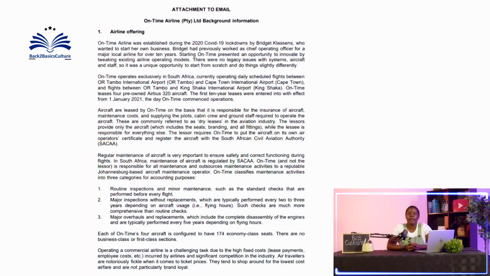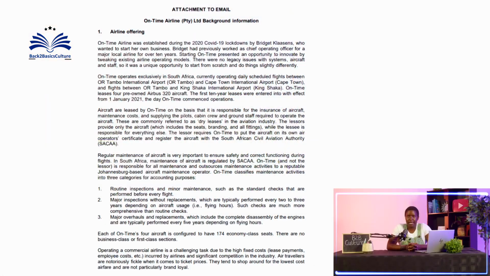Okay. Operating a commercial airline is a challenging task due to the high fixed costs. Okay, so already I think, what did she mention to me? She wants to make sure that we reduce costs. So now I'm literally going to look at this with that mindset. Okay, what are the high fixed costs? Is there any way that we can decrease these fixed costs? So these fixed costs, she tells you, they are lease payments, okay? Is there anything that we can change there? Employee costs, etc. Okay, and these are incurred by airlines and significant competition in the industry.